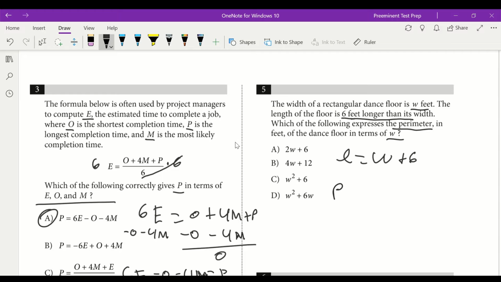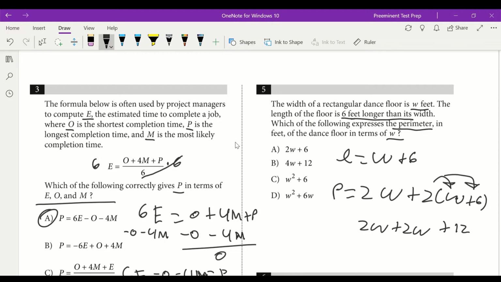Well, we know our perimeter, which I'll just say is P, is 2 times W plus 2 times L. And we know that L is W plus 6, so we can plug in W plus 6 for L. Now we multiply our 2 by our W and by our plus 6 to get 2W plus 2 times 6, which is 12. So we can simplify that to 4W plus 12, which is B.